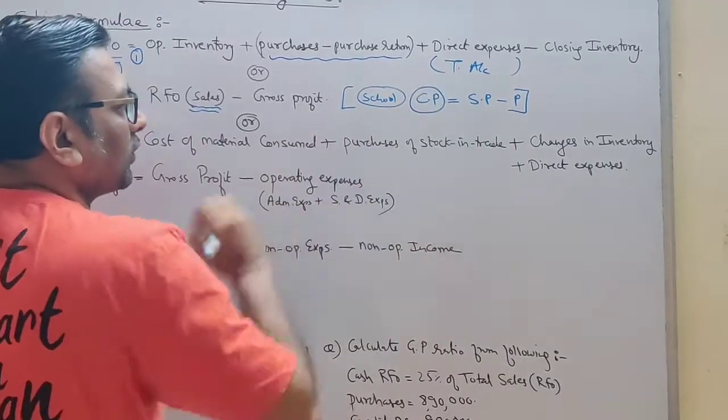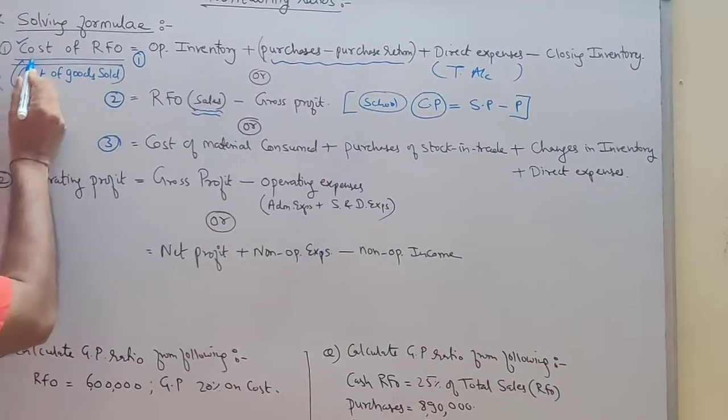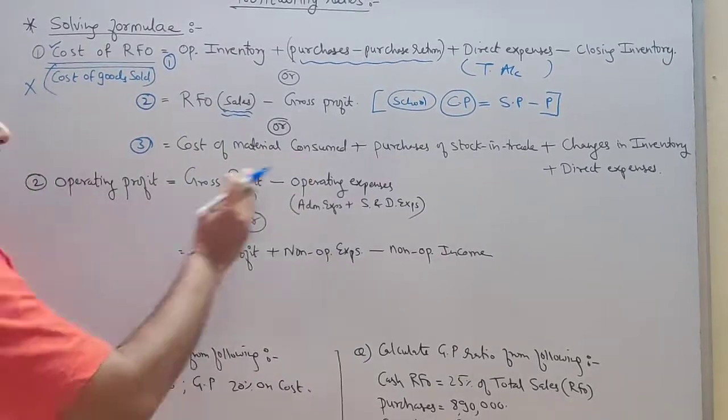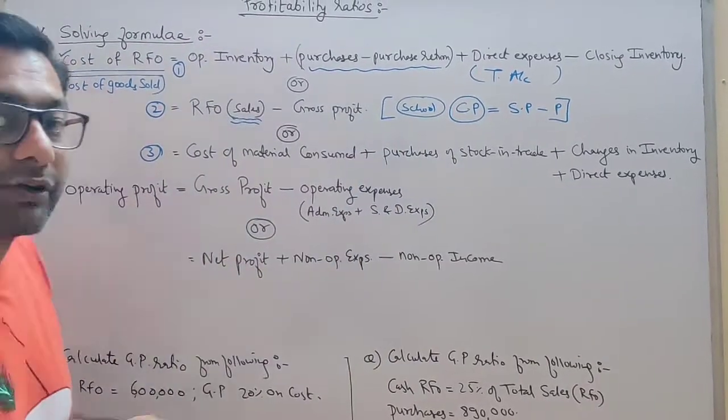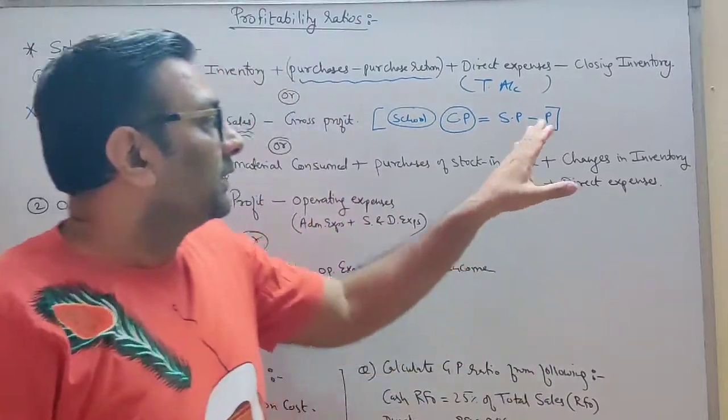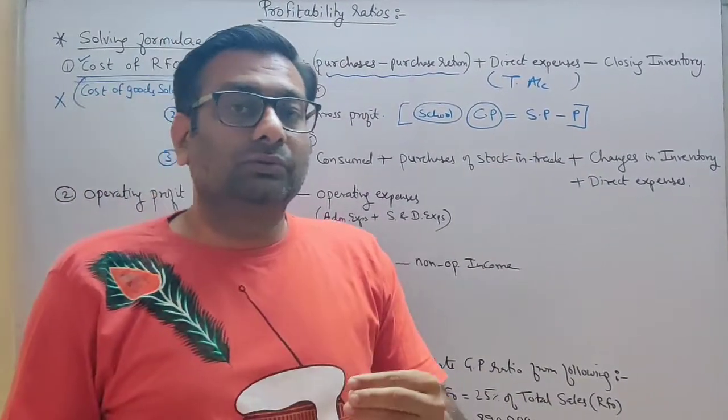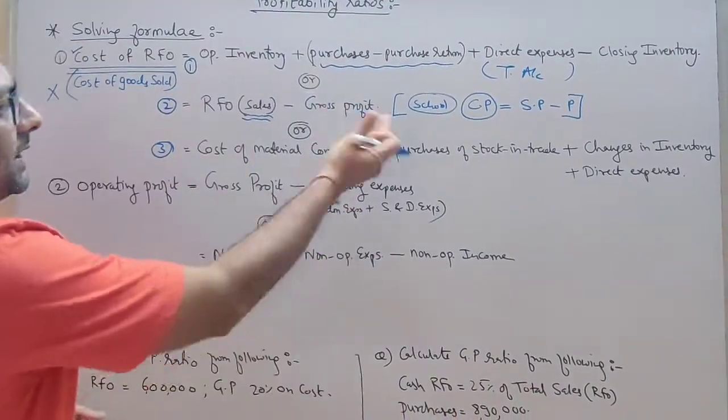But instead of writing cost price, you will write it as cost of RFO. I am just giving you this so that you remember it easily in your head. You don't have to mug it up, you don't have to learn it. So just resemble the formula.